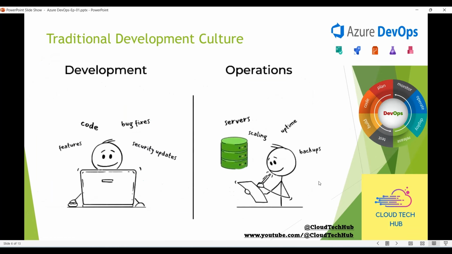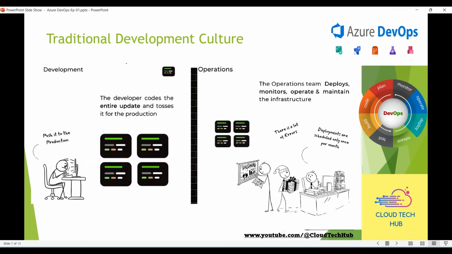In traditional development culture, both teams, development and operations, work on their own and independently. On one side, the development team works on coding, bug fixes, security updates, and product feature upgrades of the software application. On the other side, the operations team is busy maintaining server uptime, maintaining server performance, monitoring the software application, and managing the backups.